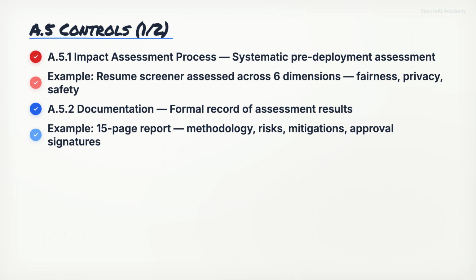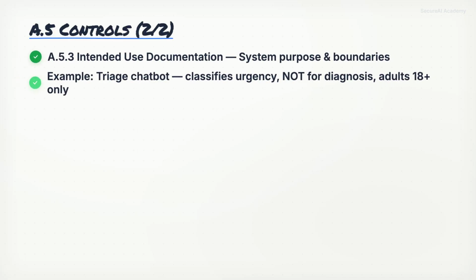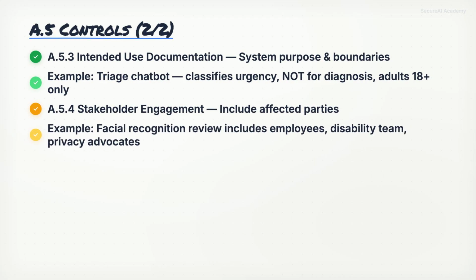This document is version controlled and stored in the AIMS document repository. Control 3. Intended use documentation. Document what the AI system is designed to do and its boundaries.